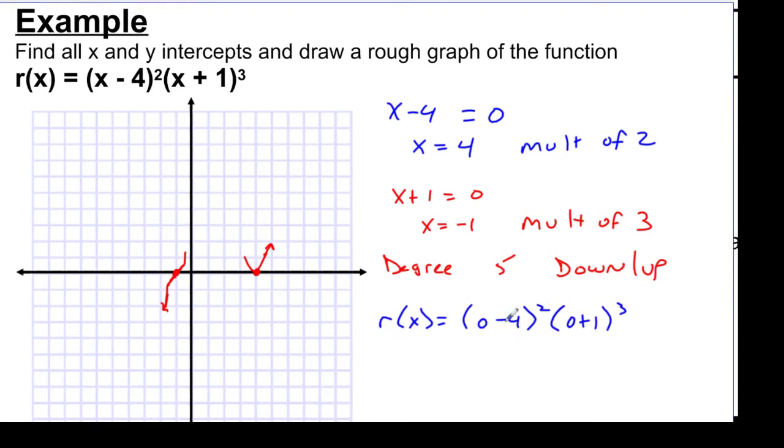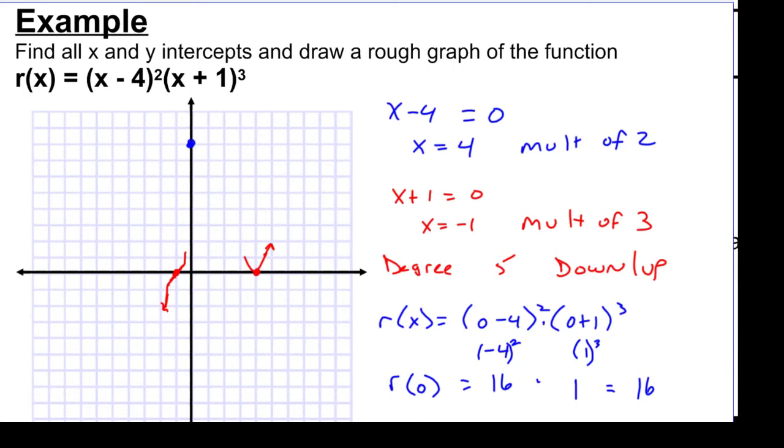Well, 0 minus 4 squared is just negative 4 squared, and negative 4 squared is 16. This is being multiplied by 1 cubed, which is 1. So when I plug a 0 into this function, I'm getting back 16 times 1, which is 16. So I'm going to call this r of 0, because we plugged in a 0, and when I simplify the expression, I get a 16 back. In order to fit that 16 on this graph, I'm probably going to have to count by 2s: 2, 4, 6, 8, 10, 12, 14, 16. That would be right here.